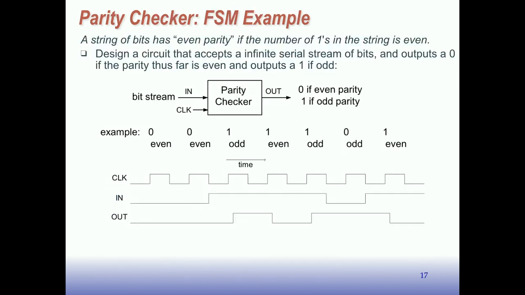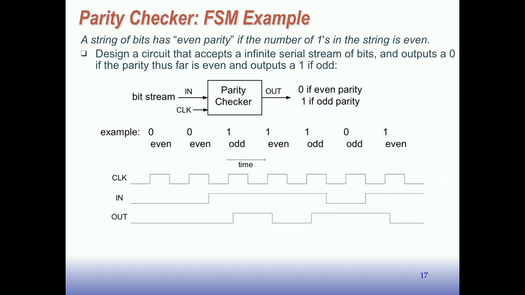So let's start with an example finite state machine. This is probably the simplest one you could ever imagine. It's a parity checker circuit. So here, I'm going to set up the problem on this slide. We have a string of bits. We can say that a string of bits has even parity if the number of ones in the string is even, and it has odd parity if the number of ones in the string is odd.